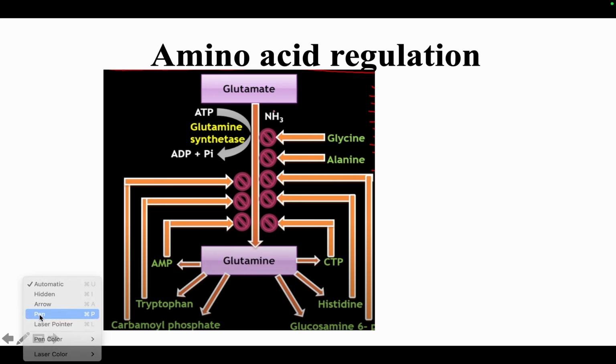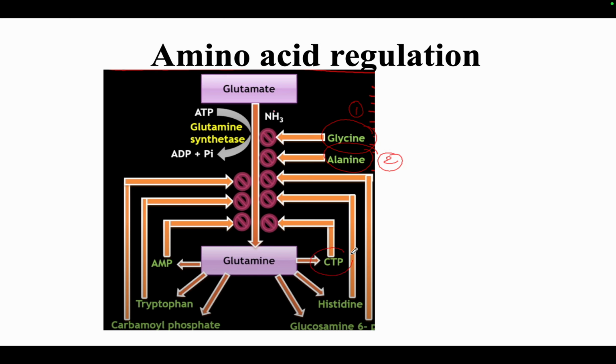Then again, the amino acids can be regulated, okay. These are regulated at various steps of synthesis. So the major step is the one that converts glutamate to glutamine, which is glutamine synthetase, okay. So this enzyme glutamine synthetase is regulated by different factors. It is regulated by glycine, by alanine, by CTP, okay.